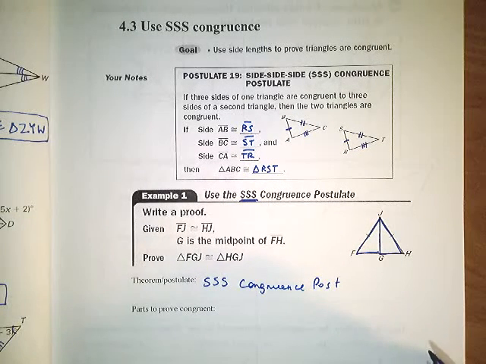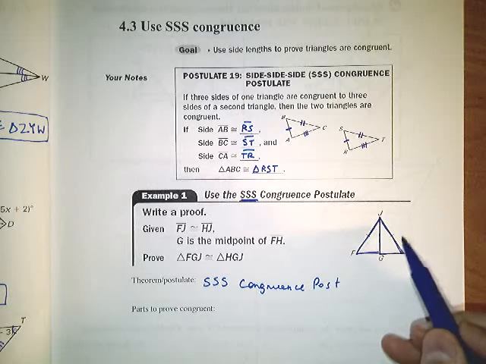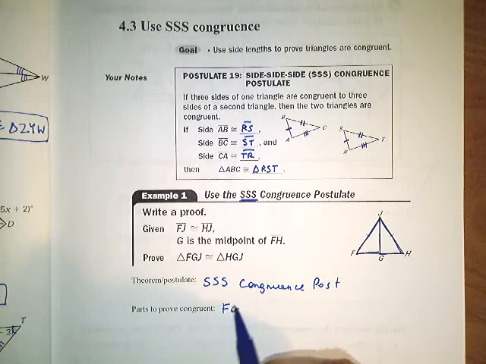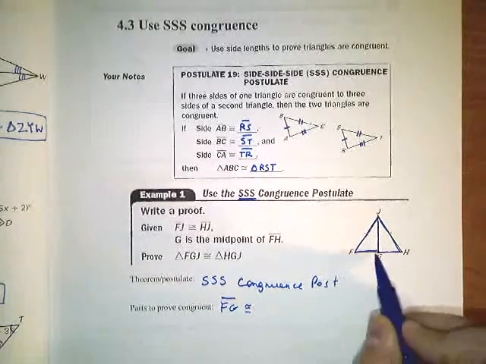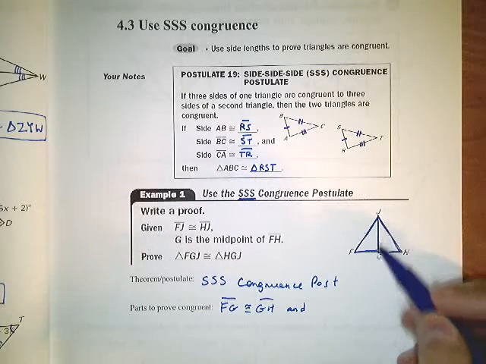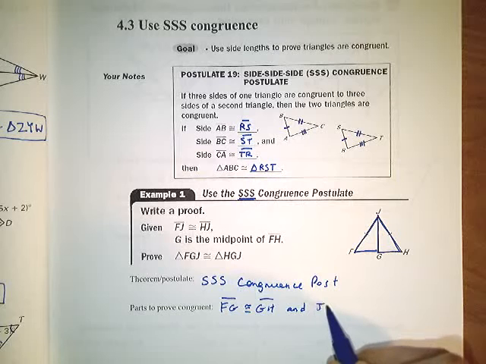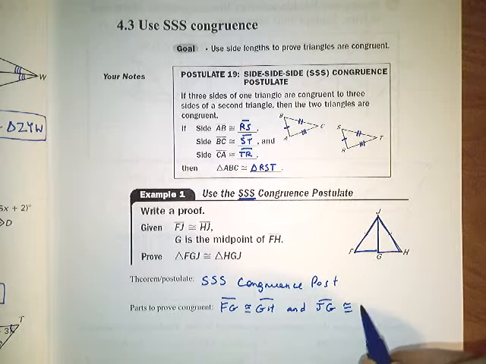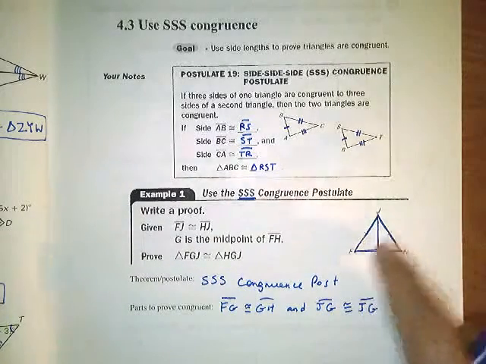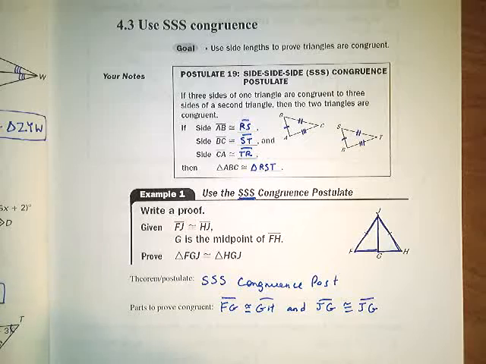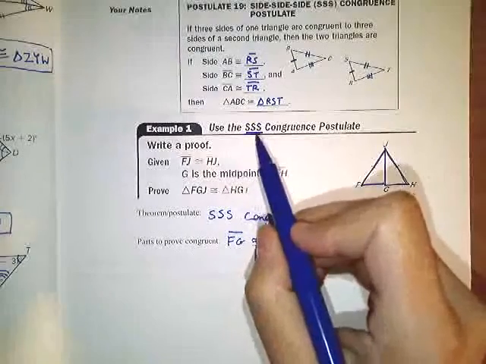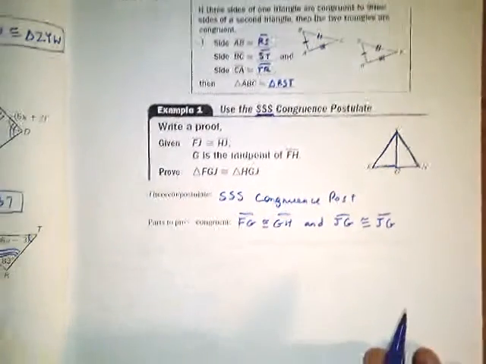If I want to prove that all 3 sides are congruent, and I know that FJ and HJ are congruent, then I'll have to prove that FG is congruent to GH, and the third pair of sides is actually one and the same. JG is congruent to itself. Okay? So then I'd have 3 pairs of sides that are congruent. Once I have that, I would be able to state that these 2 triangles are congruent by side-side-side congruence.